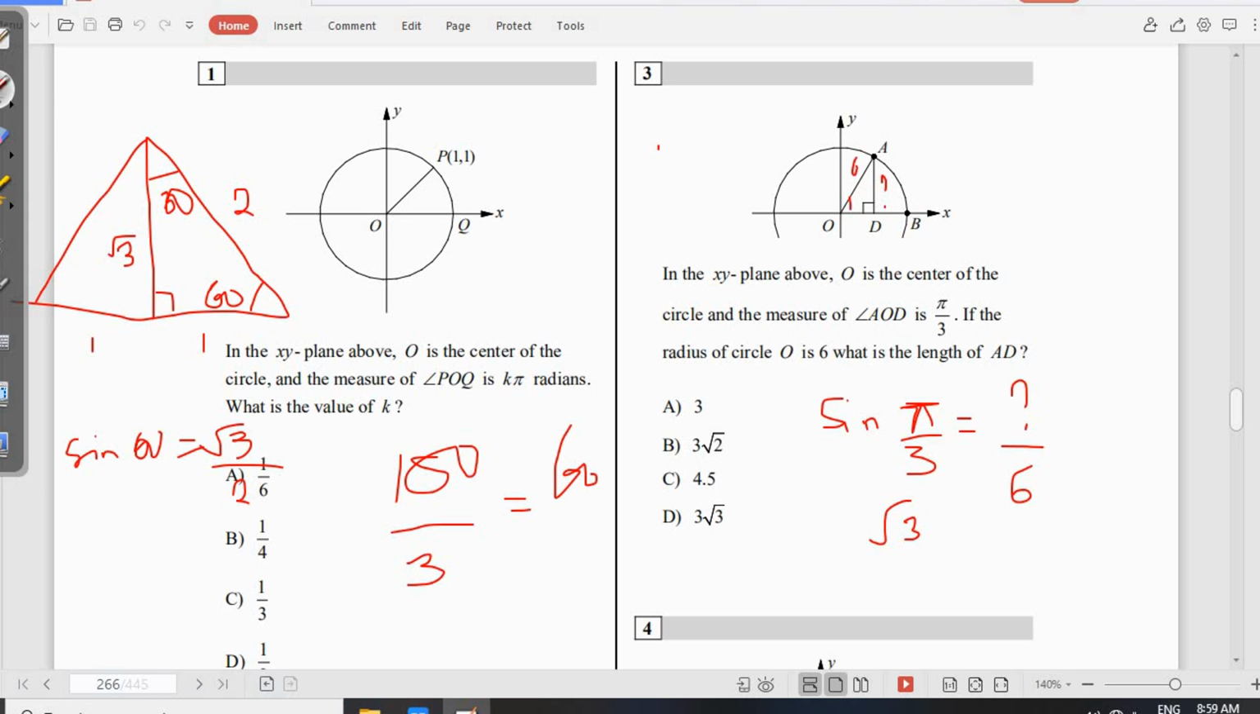Okay, if it's a calculator question, you can easily solve it without even knowing much of these trig values. So we have root 3 over 2 equal to unknown over 6. Just carry the 6 to the other side and multiply. We have the unknown, that's AD, equal to 6 root 3 over 2, and that's 3 root 3, which is D, because the 2 will cancel into the 6, and that's it. So it's 3 root 3.